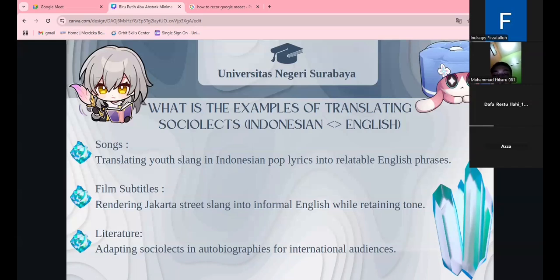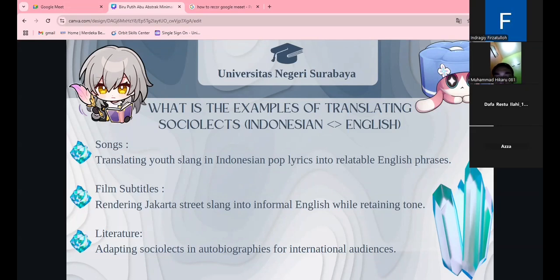Jakarta's street slang is often rendered into informal English while retaining its original tone. For example, in Dilan 1990, characters use "lo gue," Jakarta informal "you and me," to signal camaraderie. A literal "you and me" loses the sociolect's edge. So Johansson's strategy is to apply dynamic equivalence by mapping "lo gue" to English urban sociolects like "you and me" or "us."